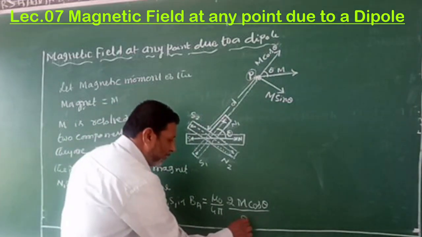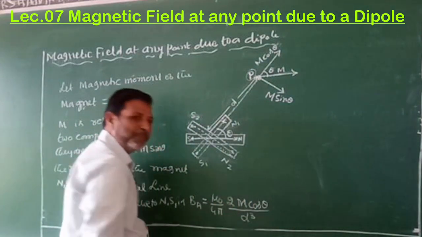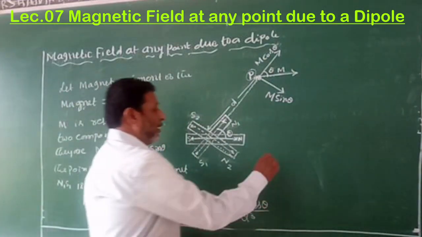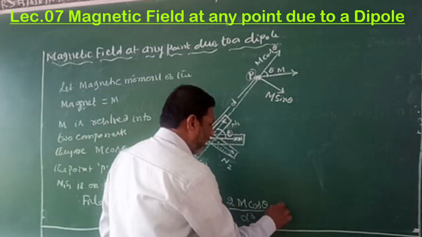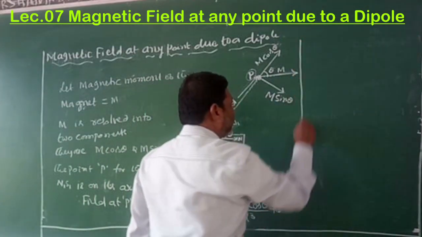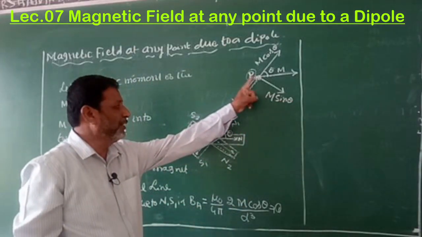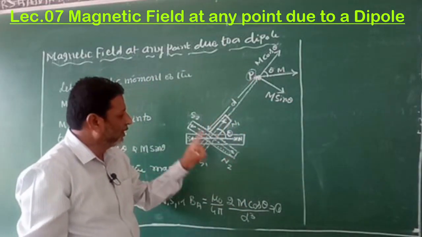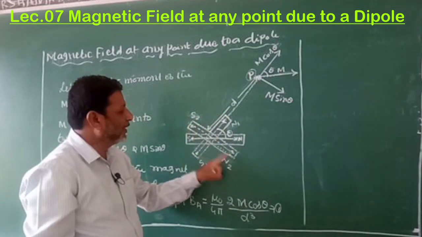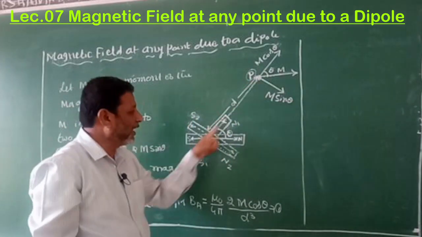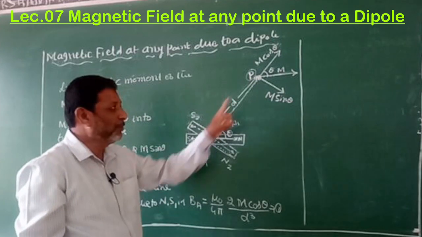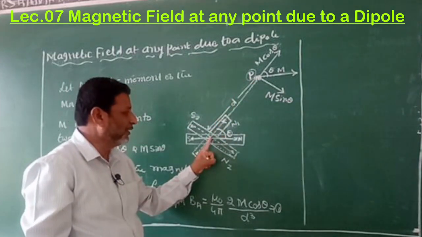Therefore, I will write it here as d cube. Now, let us represent this equation as number 1. Next, consider the same point for the second magnet N2 S2. It lies on its equatorial line. All of you carefully observe this figure.